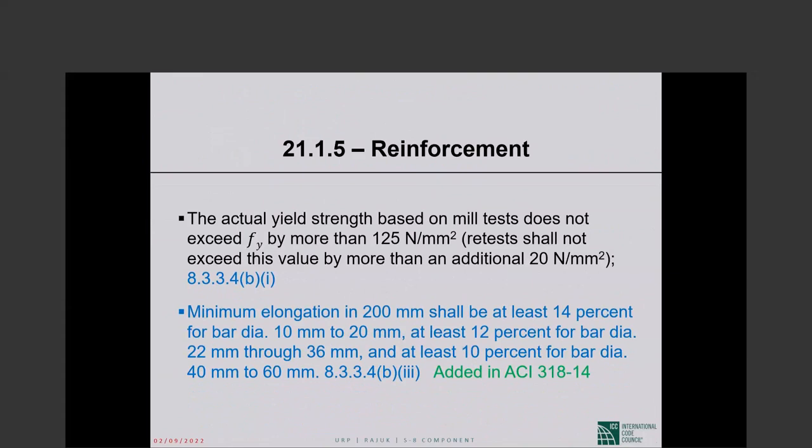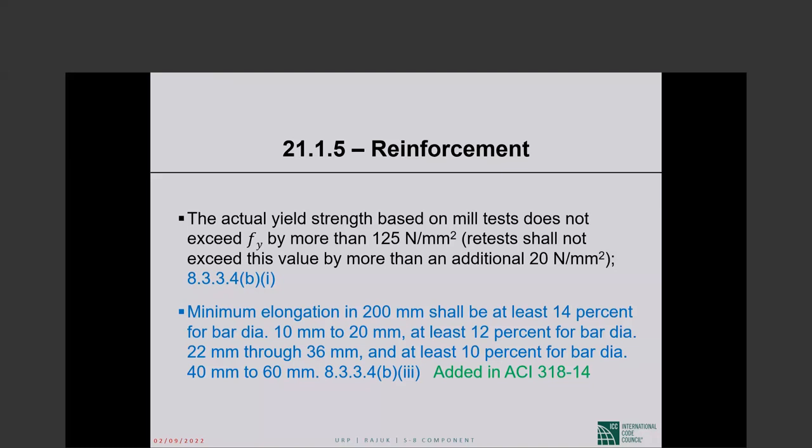So the first supplemental requirement, remember the black is ACI 318-08, blue is BNBC 2020. The actual yield strength shall not exceed the specified yield strength by more than 125 Newton per square millimeter. It's 18 KSI in our units.